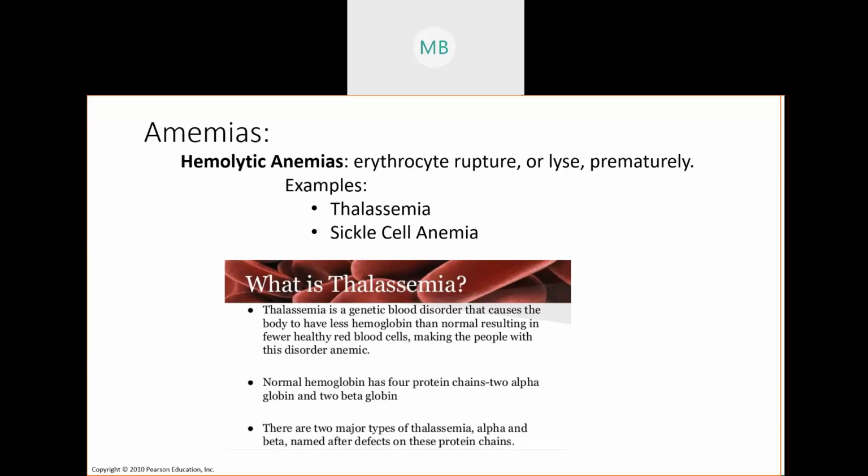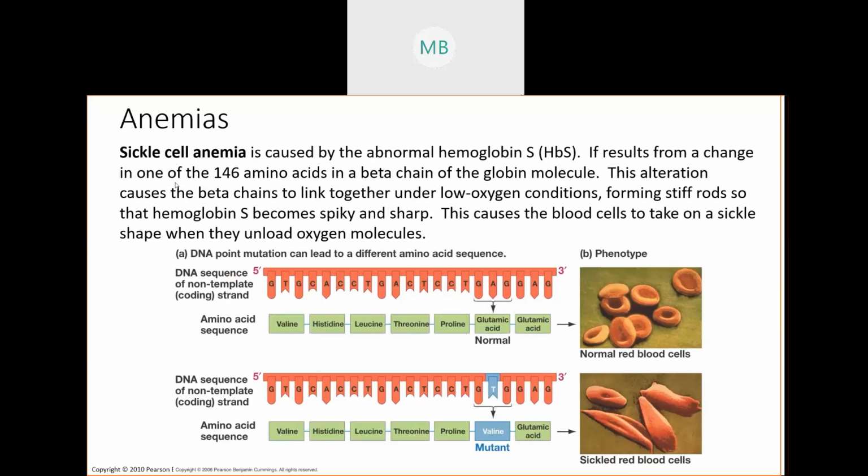Once again, that's not something that's normally found in America as far as our region of the planet. But if you go and do work for the World Health Organization, Doctors Without Borders, anything like that, you may see this far more often because this does happen with people of Middle Eastern descent, Mediterranean descent, and Southeast Asian descent. The other one, though, is far more prevalent in the United States, and it's called sickle cell anemia.